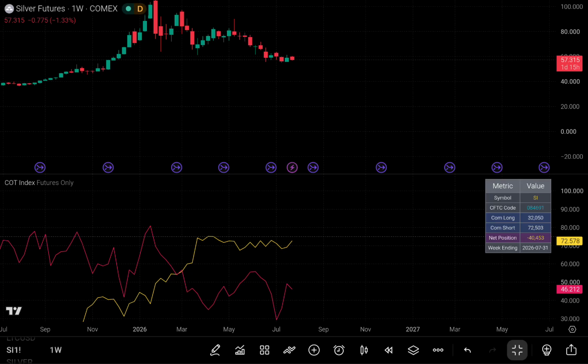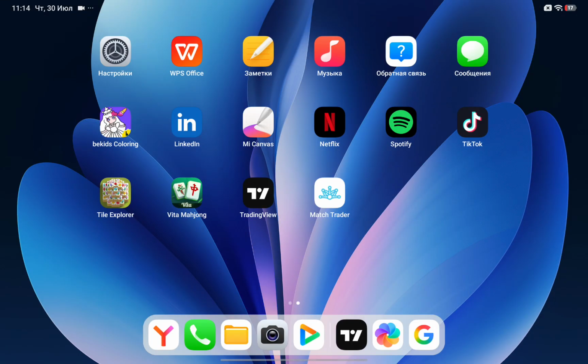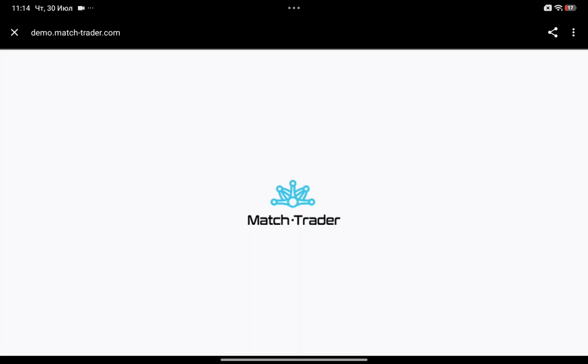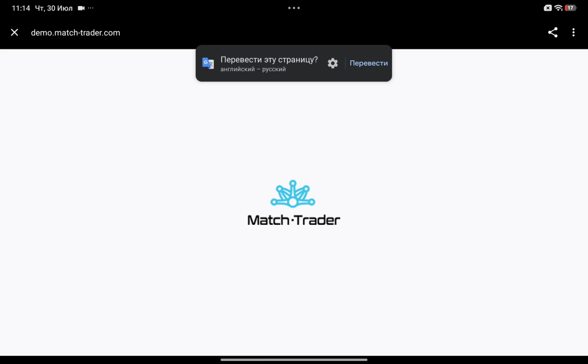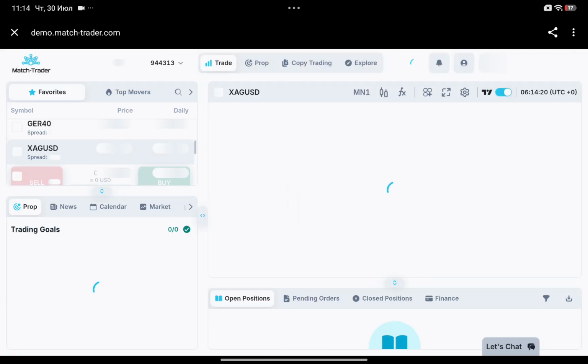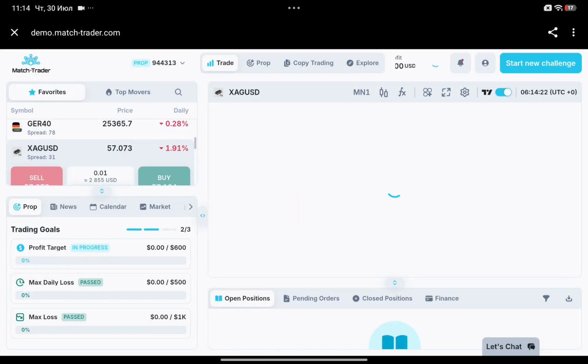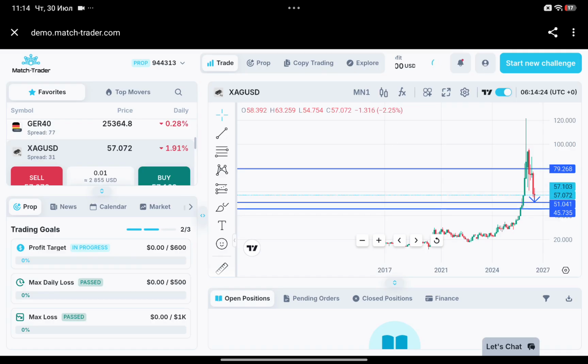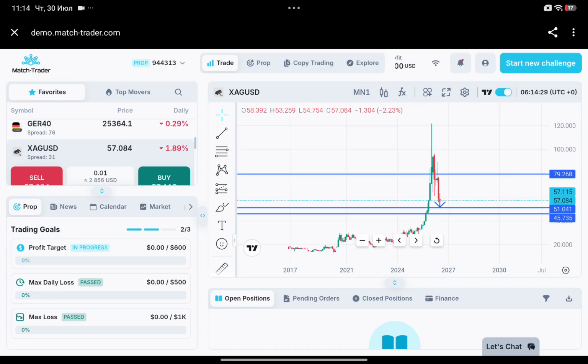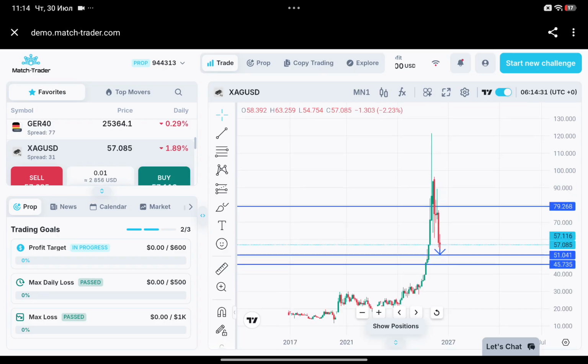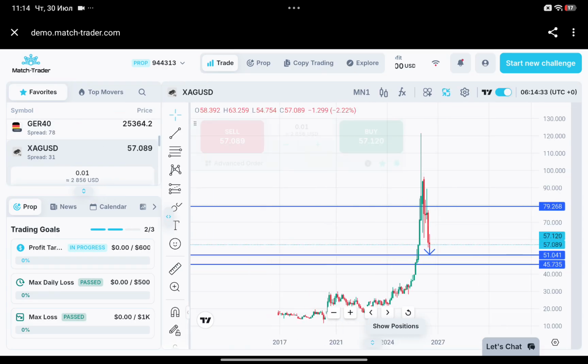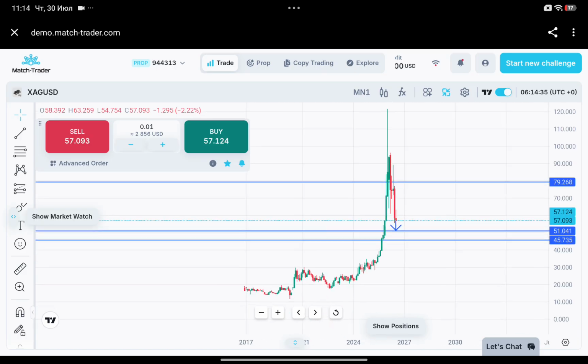Now we're going to go to the MetaTrader. This is where I want to place my order. By the way, it's a demo account, so it's not real money, which I think is fine for most of you guys. For me too, because as I said, I'm a learner right now.